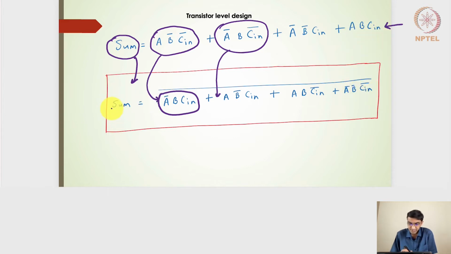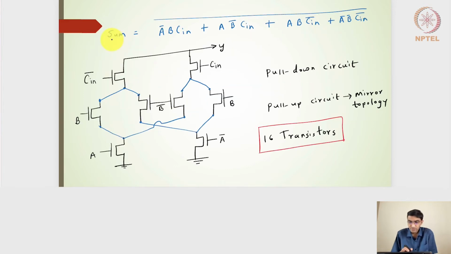Right, so this particular sum is equal to the inverted expression of the individual sum expressions that have been written here, and then it becomes a complement of that. The advantage of complement is we can easily design the circuit in the pull down side, and then take the output as directly the complement of whatever we have given here. Right, so the sum is nothing but this particular expression which we have seen.